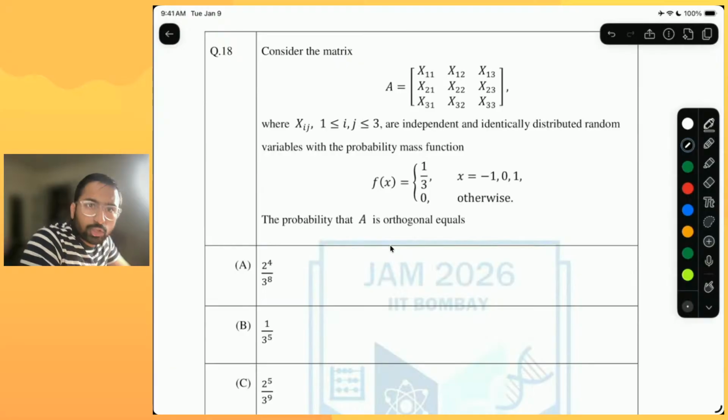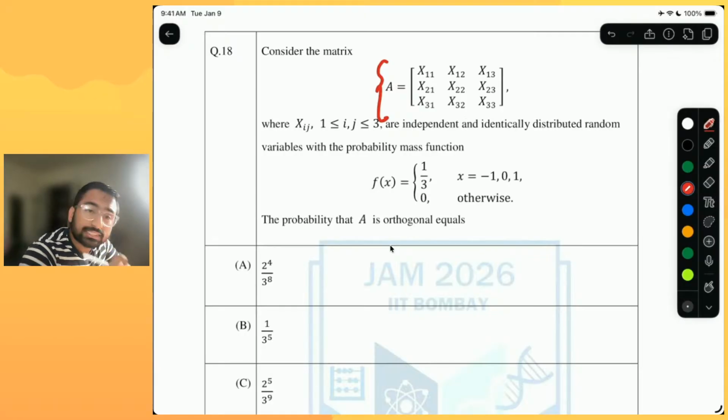Hey guys, let's solve this probability intersection linear algebra problem. So in this live, we will only focus on this problem. Let's solve it step by step. It's asked that you have a 3 cross 3 matrix A, which has these 9 elements.